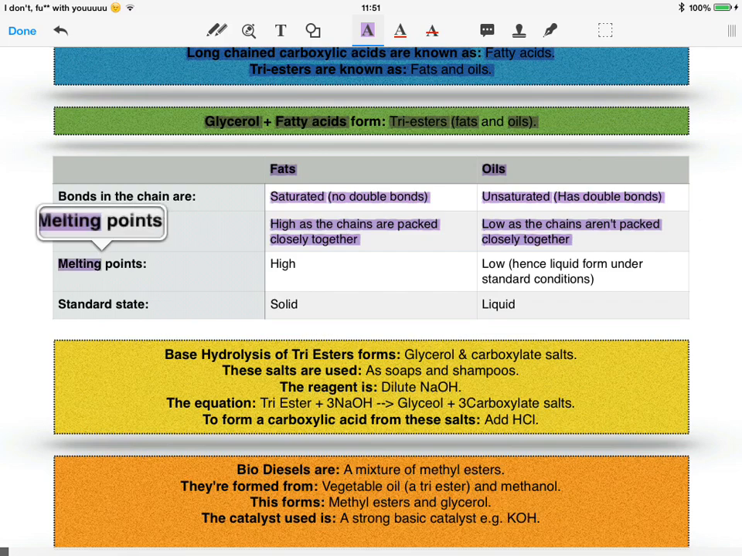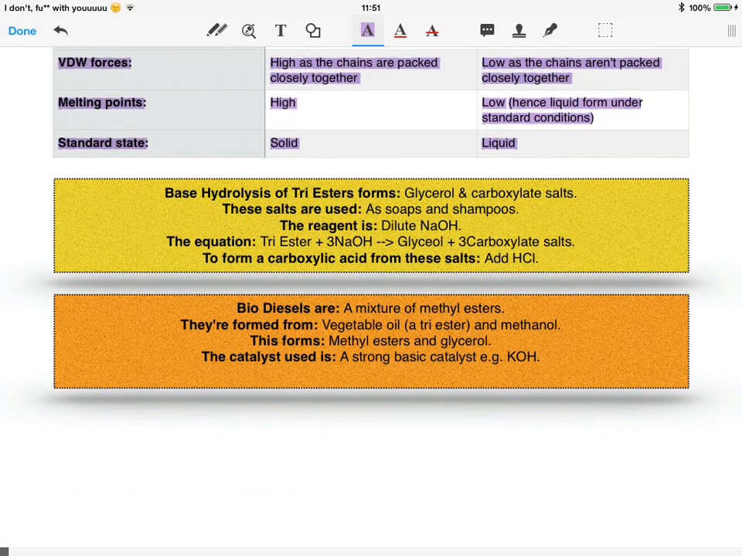In terms of melting points, this also is related to the last point. Because there's high van der Waals for fats, there's also high melting points. Whereas for oils, they have a very low melting point, and because of this, they're in liquid form under standard conditions. And this then links on to the final point, the standard state in standard conditions, and it's solid for fats and liquid for oils.